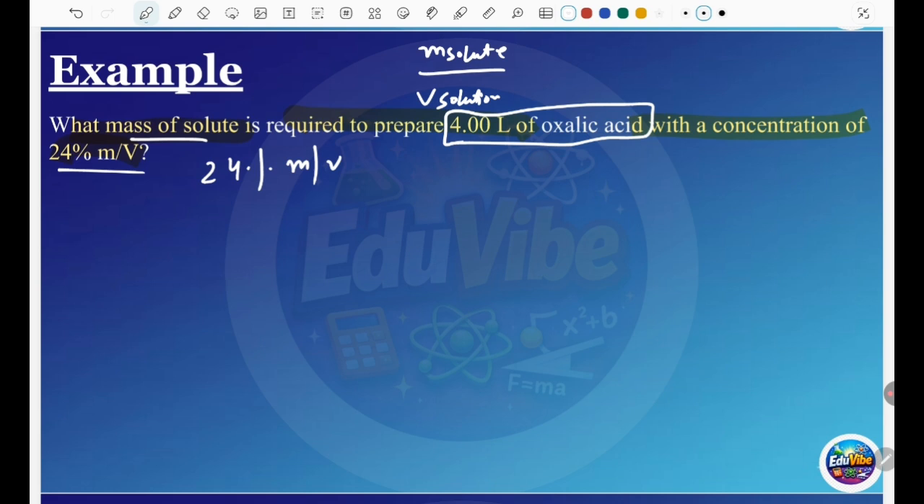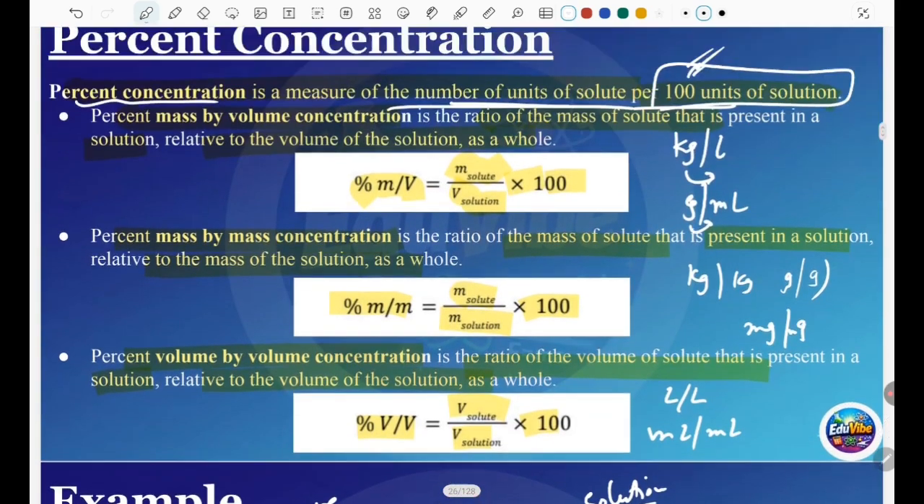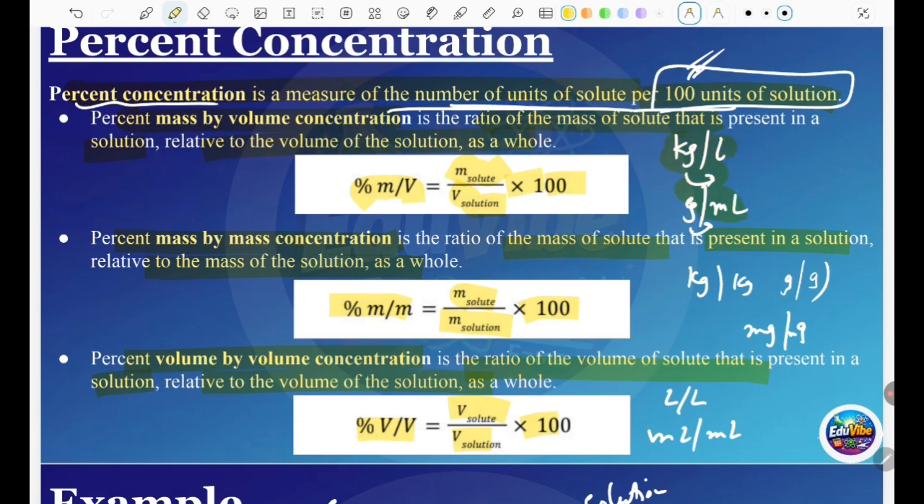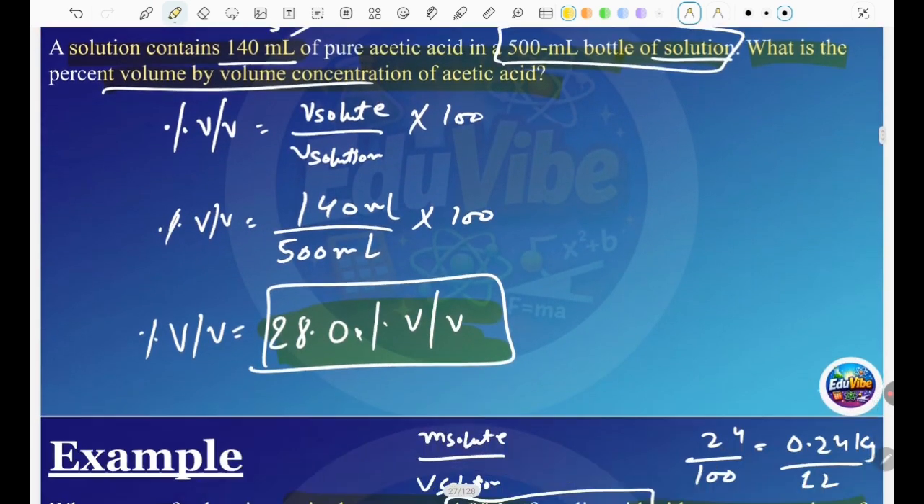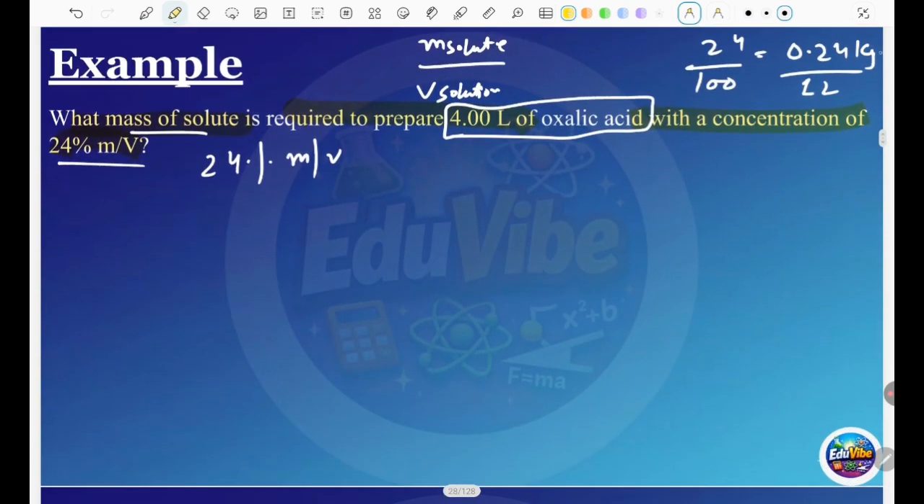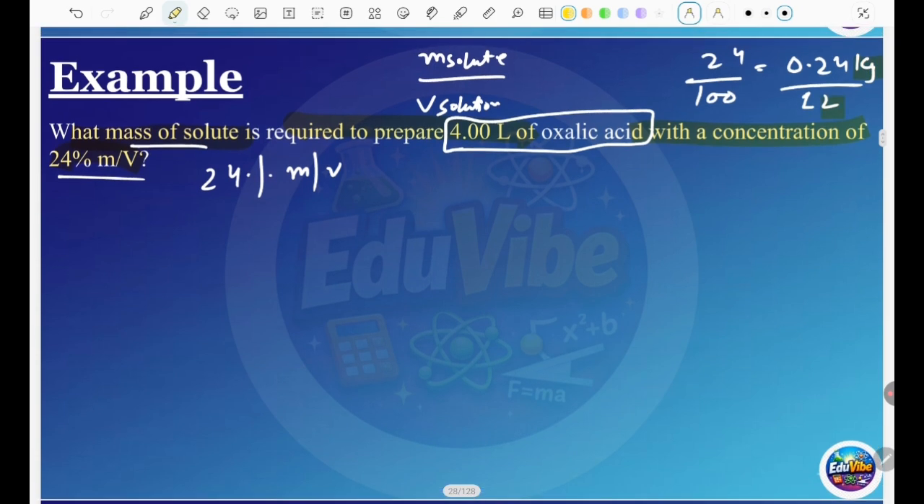What you have to do is convert that 24%, because we can't directly use 24. So you divide 24 by 100 because it is in percent, and you get 0.24 kg. If you use kg, this should be per 1 liter, as I mentioned earlier. That's why this is very important for these types of questions. Make sure this is in kg per liter or grams per milliliter. I take kg per liter because the volume is given in liters.